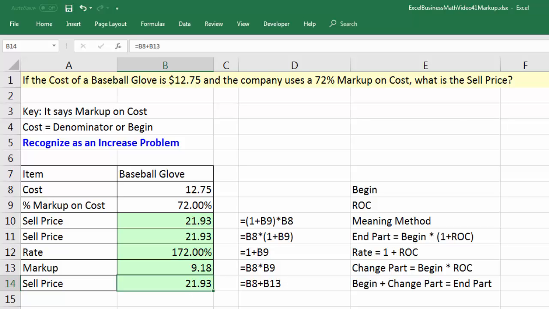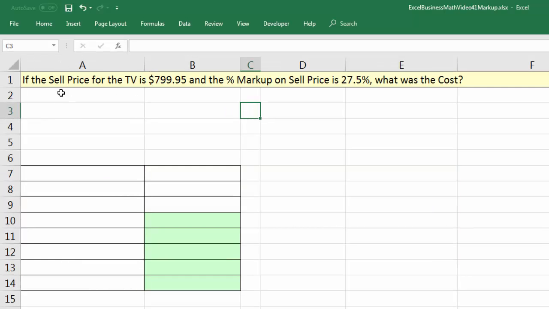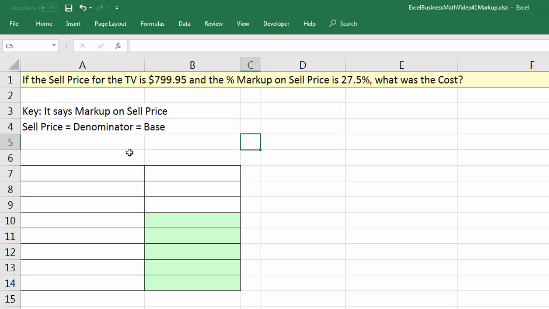Now let's go look at our next example, percentage markup on sell price. Now here's the example here. If the sell price for the TV is $799.95 and the percentage markup on sell price is 27.5%, what is the cost? The key is going to be to recognize it says markup on sell price. That means our denominator is going to be sell price. And since it is sell price in the denominator, we want to recognize this as a part-based rate problem because that sell price has two parts, cost and markup.